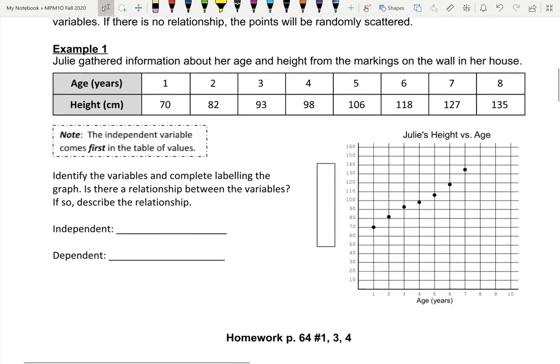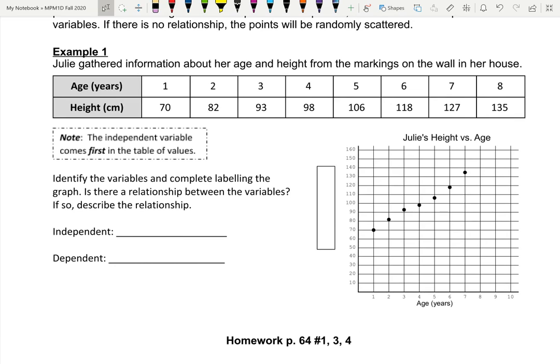So Julie gathers information about her age and height from the markings on the wall in her house. So she's put it here on a table of values. The table of values here is horizontal instead of the vertical table of values that we're used to seeing. So in the note box, I just wrote that the independent variable always comes first in the table of values. The age here would be the independent value when we're comparing it to the height, but it also just comes first. It's the top row of this horizontal table of values.